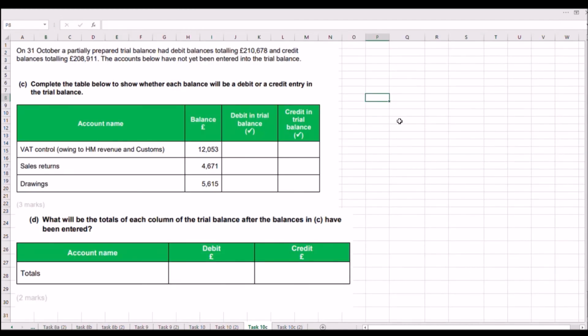This is a trial balance question here. So we've got a partially prepared trial balance, with figures in here. You've got some amounts here. You're going to work out whether they're debits or credits or what have you. Then total up the amounts in the trial balance after you've added those figures to the partially prepared trial balance. It should be quite quick, this one. You should be able to clear this in 3 minutes.